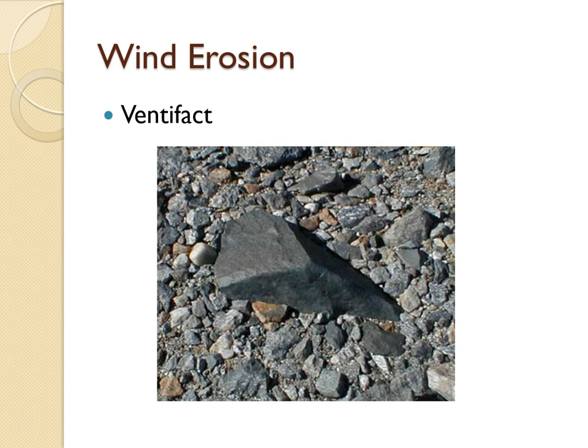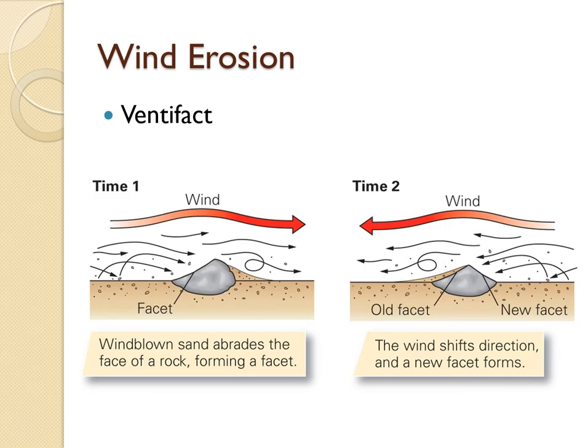Another kind of interesting wind erosion remnant is called a ventifact. And so a ventifact is a faceted rock. And faceted just means it's got lots of surfaces. When you cut a gemstone with all the little flat faces, that's called faceting. And this is, again, because of the erosional power of sand.